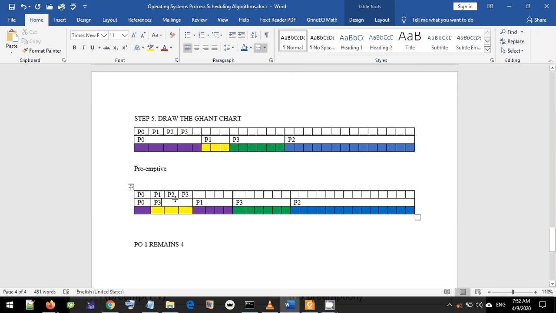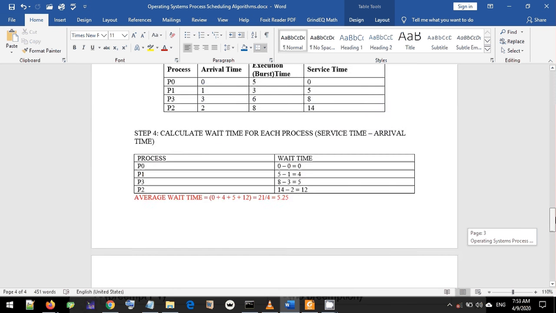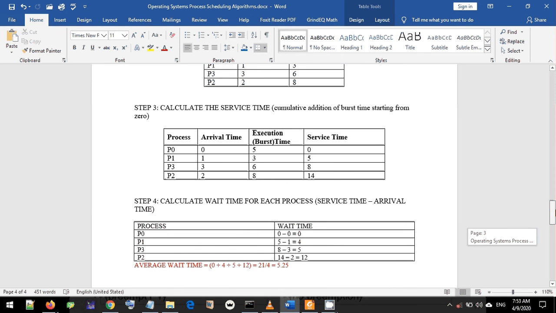So process 1 is going to take over, right? And then process 1 is going to execute its 3 time cycles. Now the remaining time intervals, we see that we have what? Process 0, which is 4, process 3, which has time interval of 6, and process 2, which has time interval of 8 units, right?